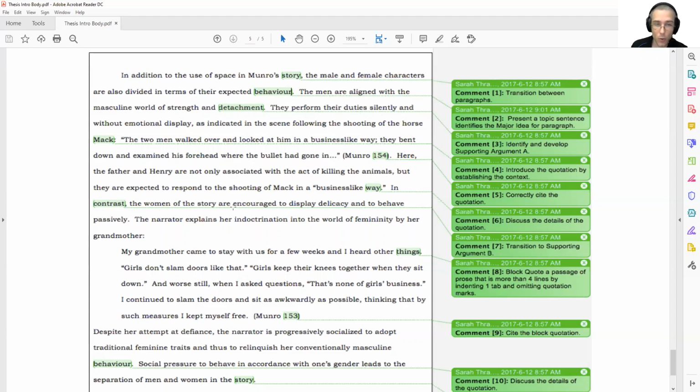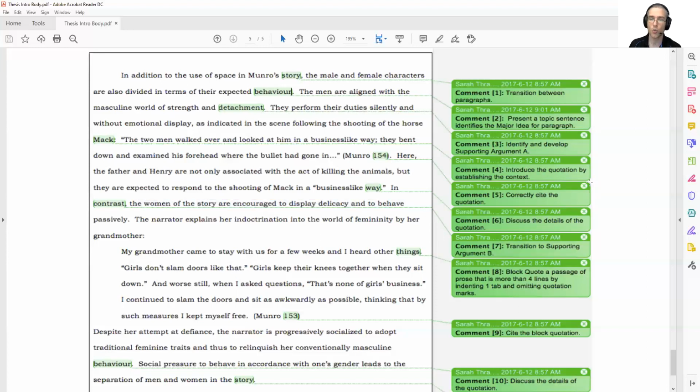"In contrast, the women of the story are encouraged to display delicacy and to behave passively." So I have my claim here. The women of the story are encouraged to display delicacy and behave passively. And I also have a little bit of a transition, in contrast. As you're using transitional phrases and words like in contrast, also, moreover, or developing transitional sentences like this one, make sure that your transition makes sense.